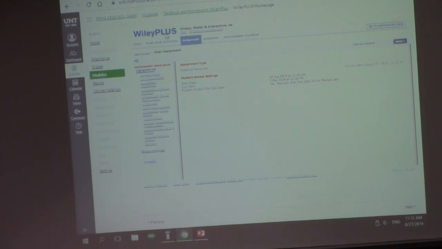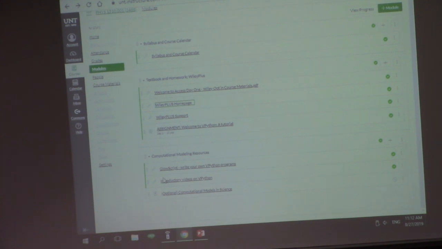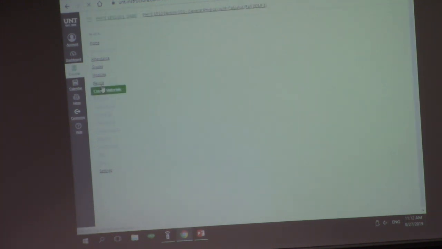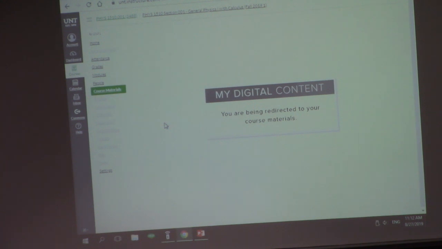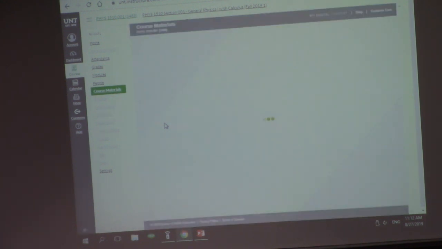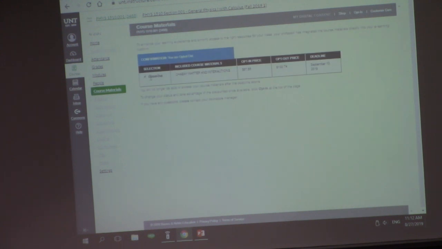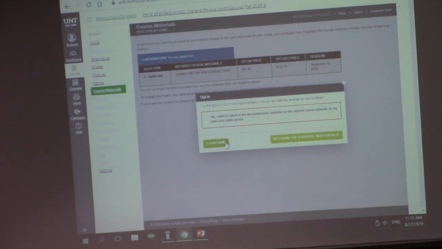The other thing to do is in Canvas, this thing called Course Materials. Make sure that it says you are opted in to Access Day 1. It says I'm opted out, but I don't want to be opted out, so I'll opt in.